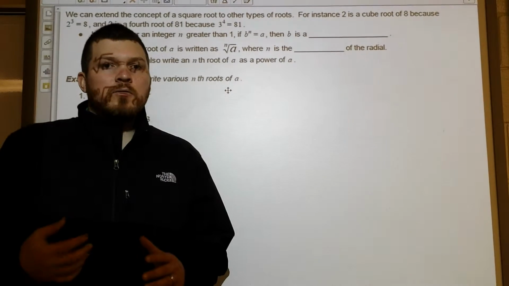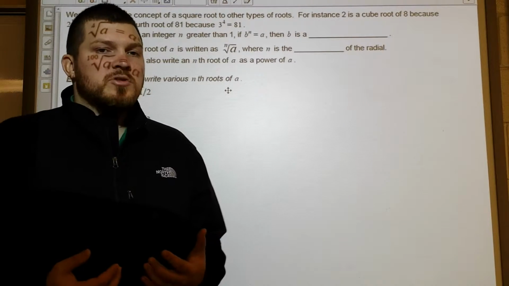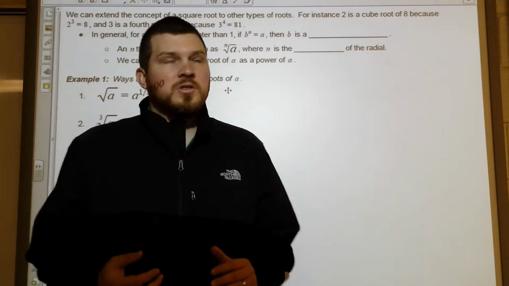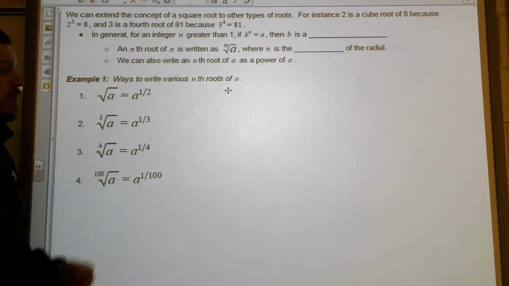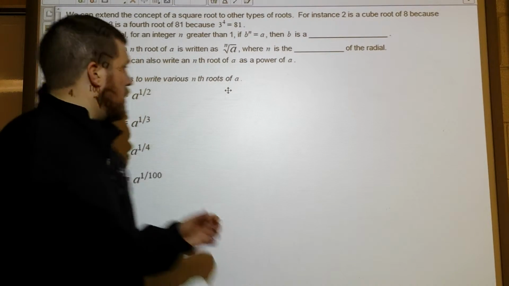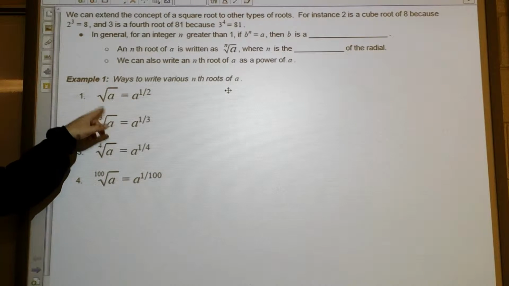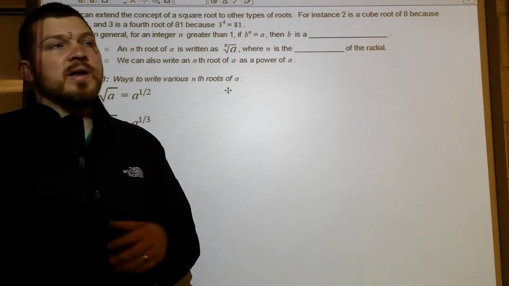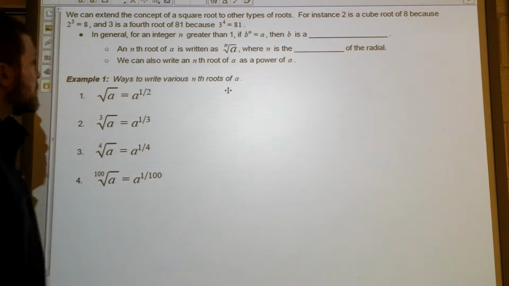Okay, so in this video we're starting to talk about Chapter 2, which is all about radicals. In this video we're talking about rewriting roots, which is an important concept because typically we don't like to see anything in a root format, we'd rather see it in an exponent format. So let's talk about a few definitions first.